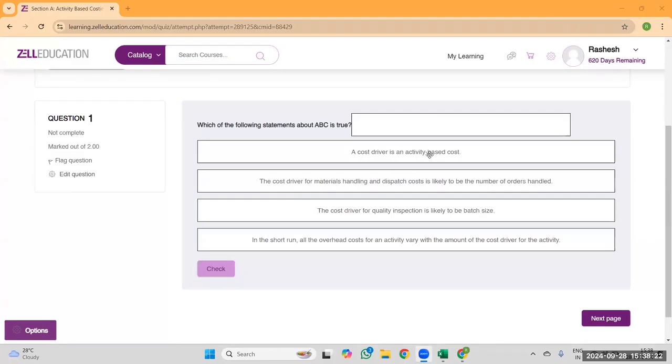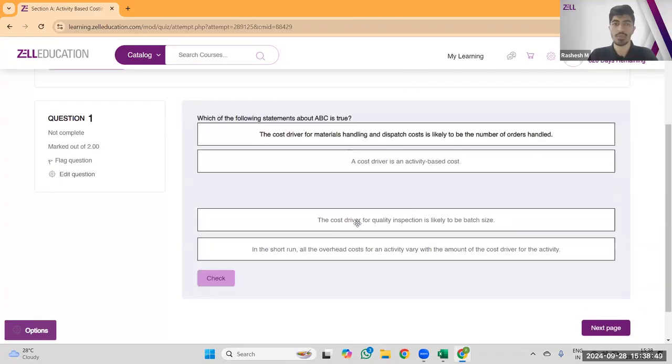Okay. Option B, the cost driver for material handling and dispatch is likely to be the number of orders handled. Is that true or false? True. Seems true. The more orders I handle, the more I incur material costs. So let's hold it for now.